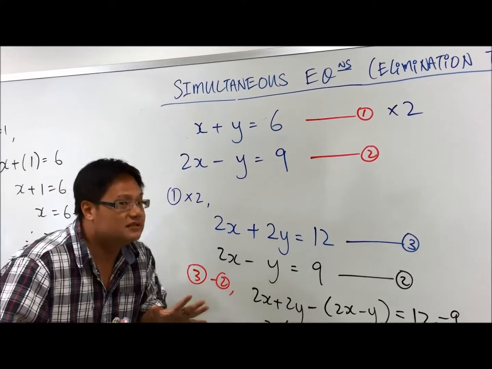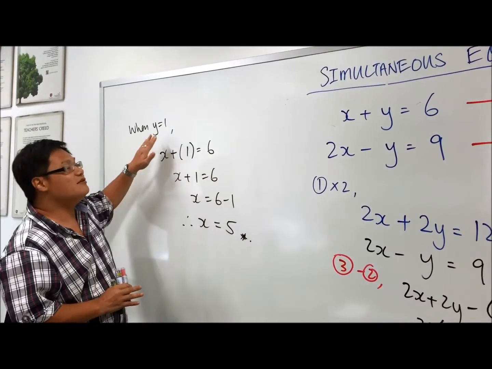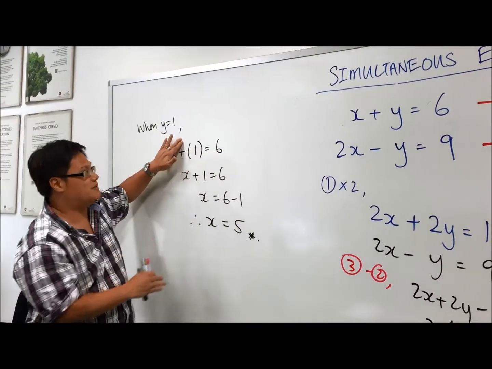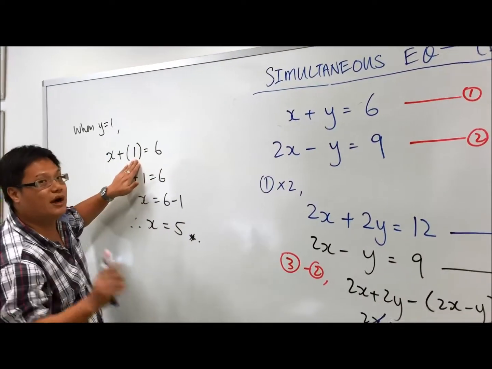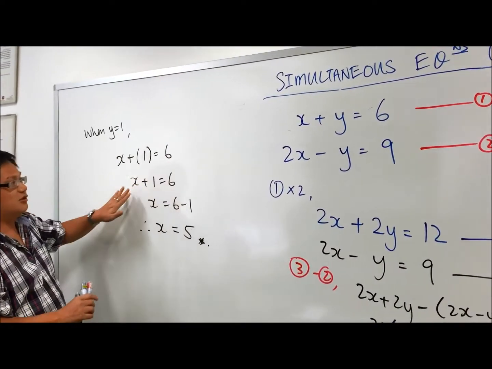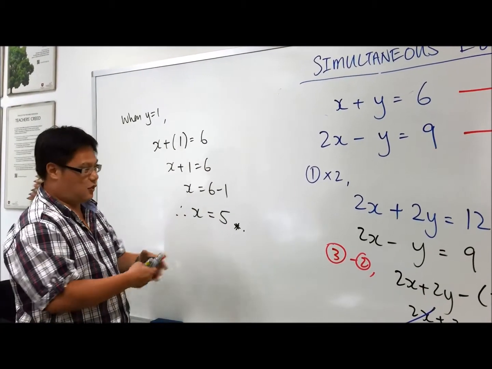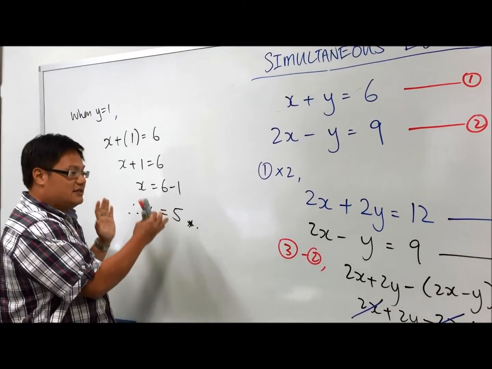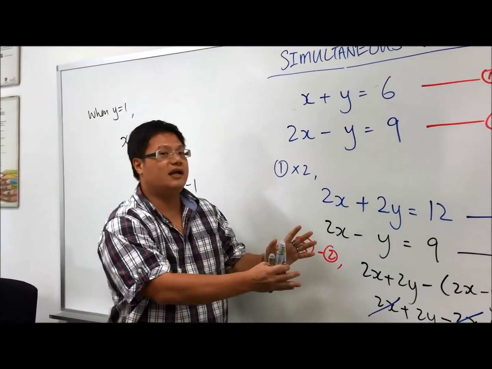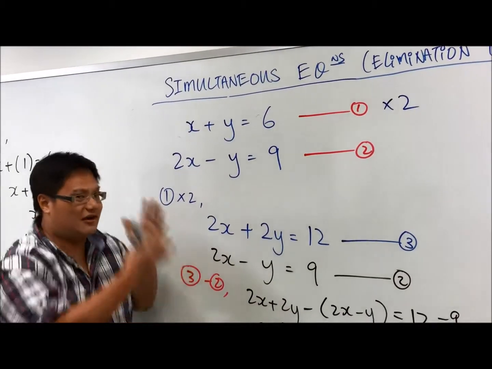I like simple things. So when y equals 1, if I substitute y equals 1 into equation 1, look at what happens. x plus y, where I replace y with 1, equals 6. So x plus 1 equals 6, x equals 5. So what have I just done? I have solved for a unique set of values: when x equals 5 and y equals 1, it satisfies these two equations simultaneously, concurrently.